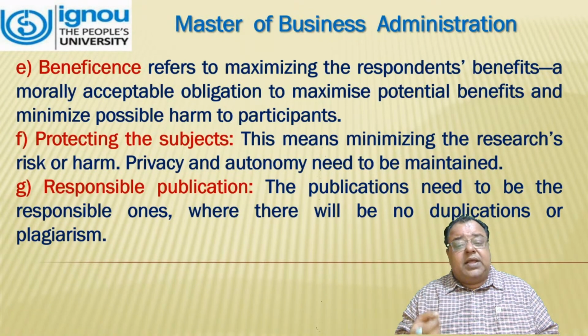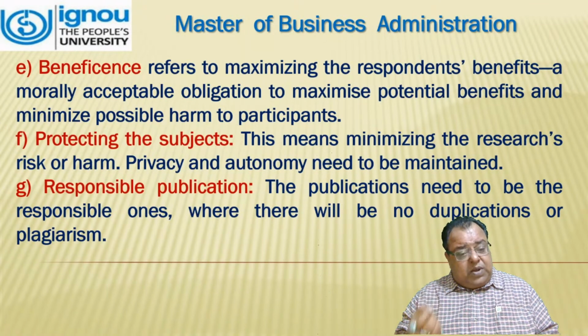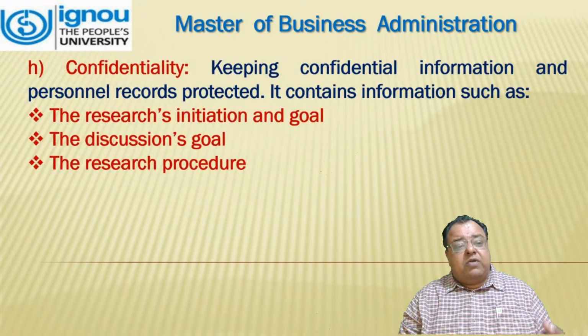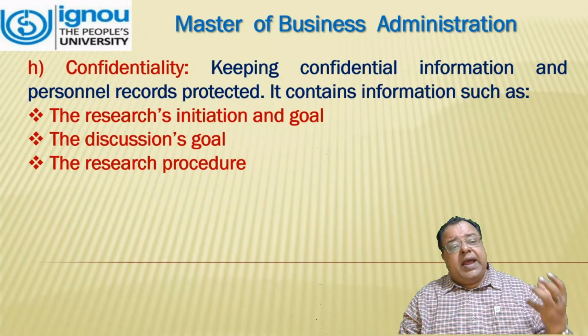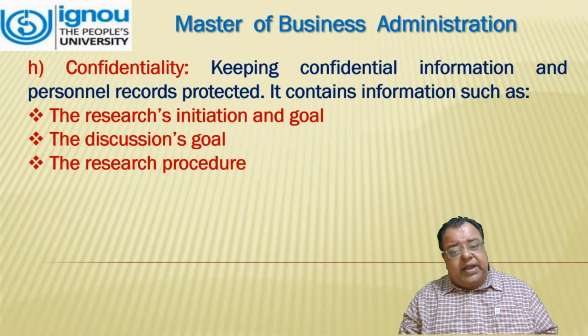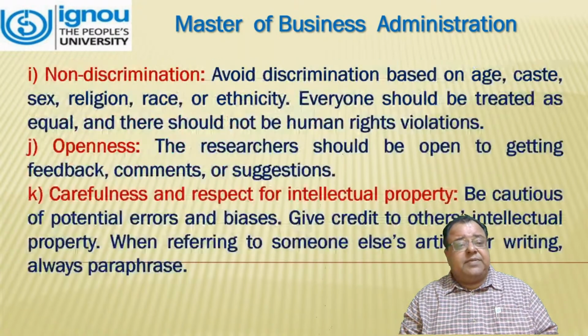Responsible publication. The publication needs to be a responsible one, where there is no duplication or plagiarism. Confidentiality. Keeping confidential information and personal records protected. It contains information such as the research initiation and goal, the decisions goal, discussion goals, and the research procedures.